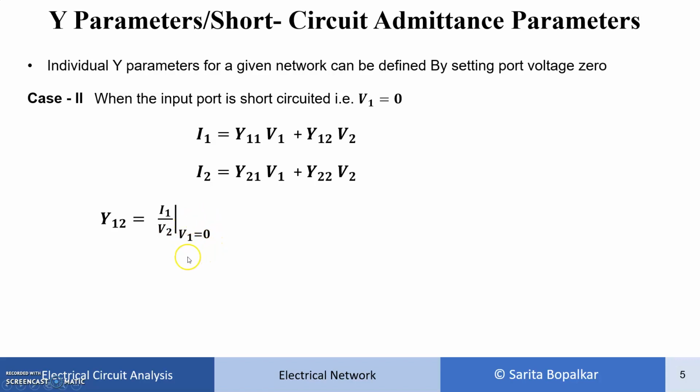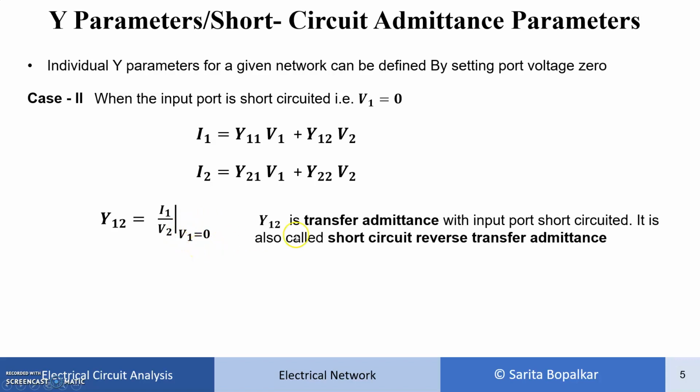V1 equal to 0 means input port short circuited. So Y12 is the transfer admittance with input port short circuited, or it is also called the short circuit reverse transfer admittance. Transfer, because both the variables are from different ports. Admittance, because it is the ratio of current and voltage. Reverse, because it is the ratio of input variable upon output variable. This reverse we can replace by forward when it is the ratio of output variable upon input variable.